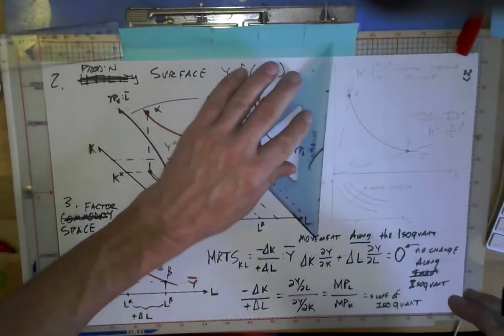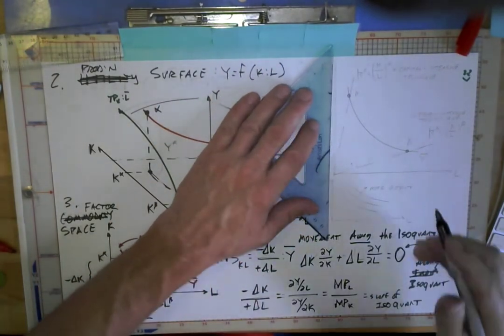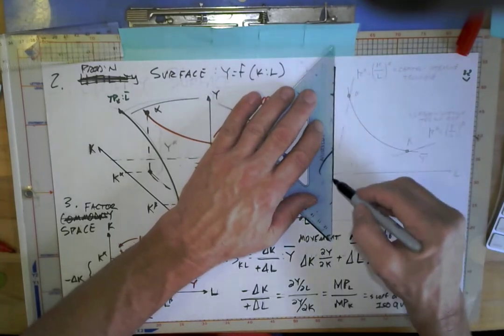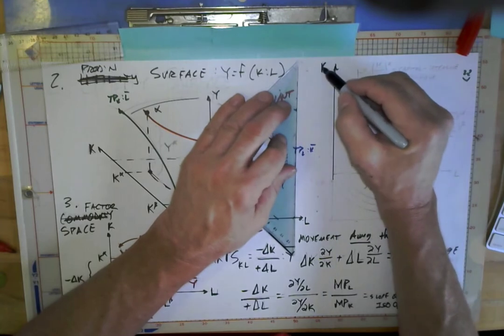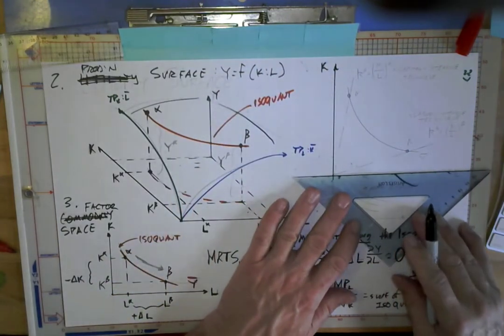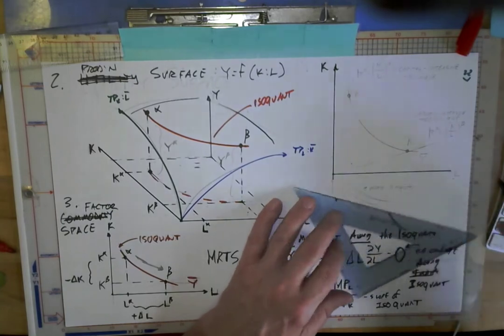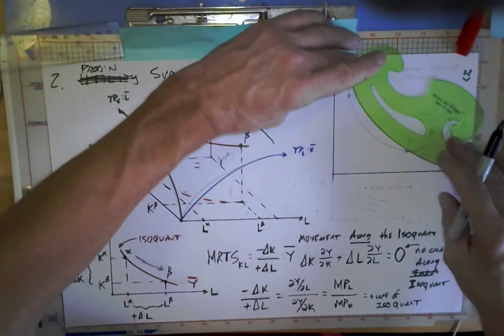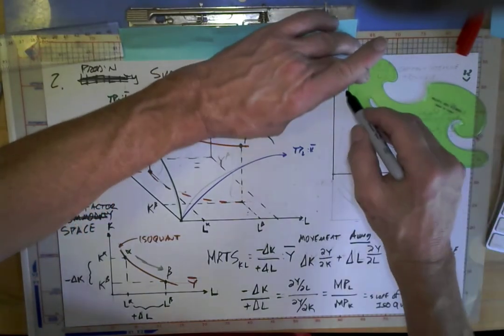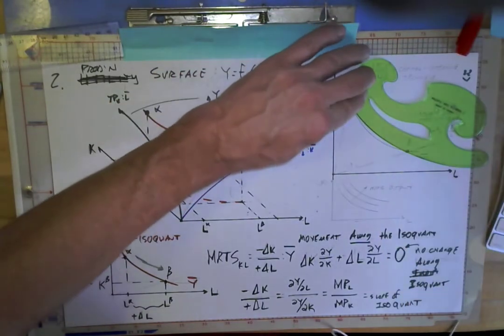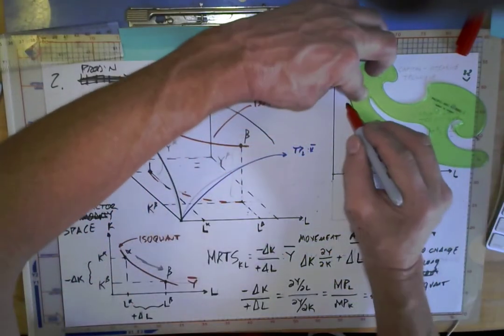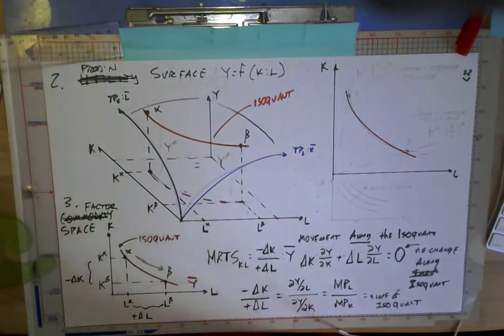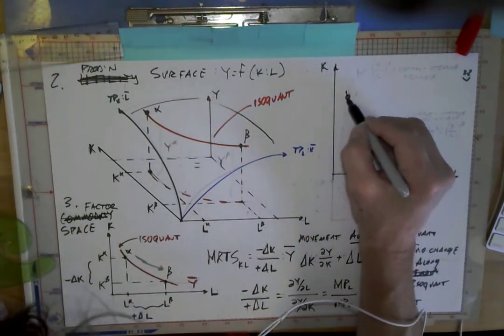I'm almost done here. And so then you're going to be moving into the idea of the different technologies. This is going to be the quantity of capital. This is going to be the quantity of labor. This is going to be the isoquant, which, well, I'll do it in red. The isoquant is going to be here.